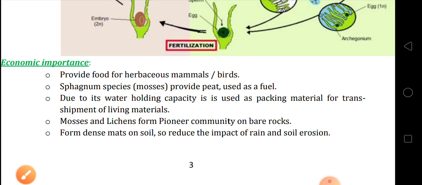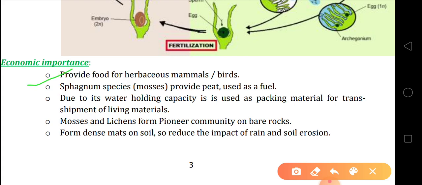Now children, some economic importance of bryophytes we will discuss here, because in the exam you may be asked what is the economic importance of the bryophytes. So see here, first, bryophytes provide food for herbivores. Those organisms that feed on grass or grass-like products, that is herbivorous mammals and birds also. So bryophytes are the food of these mammals and birds.